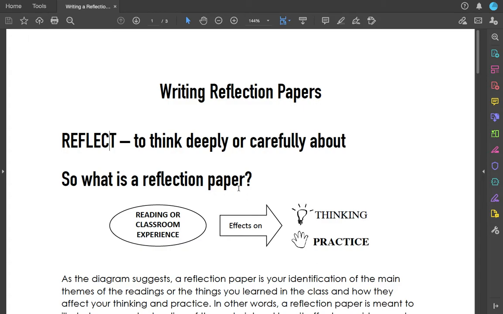Reflection papers. It's one of the most common papers you'll be writing in IGSL. So your professors will ask you from time to time to write a reflection paper on something that you have read or something that you have watched or a reflection on the class as a whole. So it's worth answering the question, what is a reflection paper? And also, what do we do when we write a reflection paper? So, we are going to talk about those things right now.